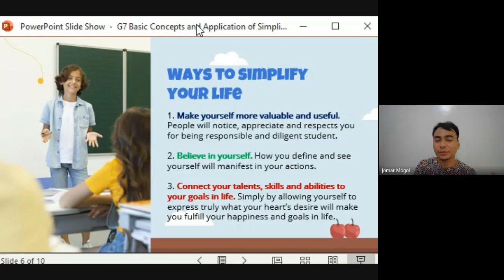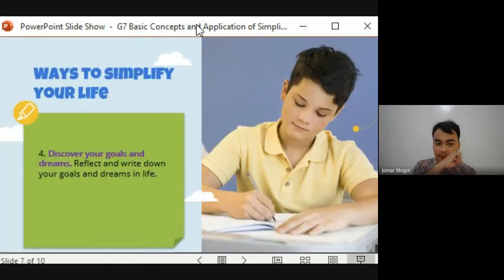Para dire-diretso yung path mo sa iyong dreams and goals in life. And so another one is discover your goals and dreams. And how do we do that? By reflecting, write down your goals and dreams. You can also ask your friends, your classmates, your parents. Yan, pwede ka magpatulong sa kanila para malaman mo kung ano talaga yung gusto mo. Okay? Hindi naman laging dapat soluhin mo yung pinag-iisipan. So, pwede rin namang humingi ng tulong sa ibang tao.